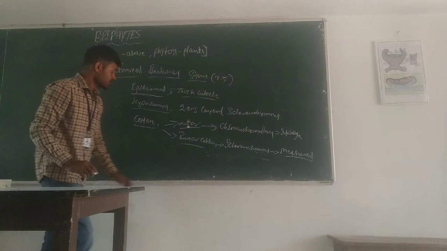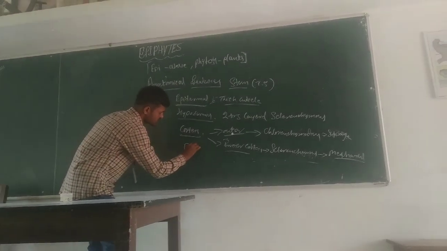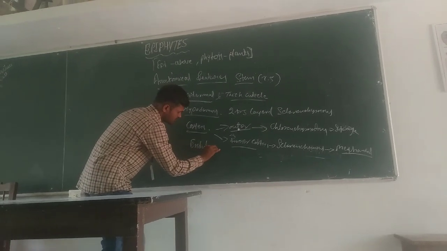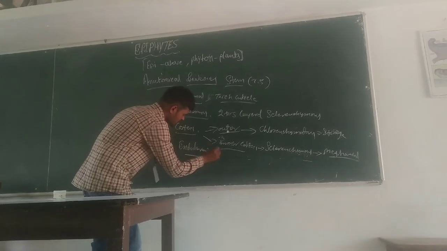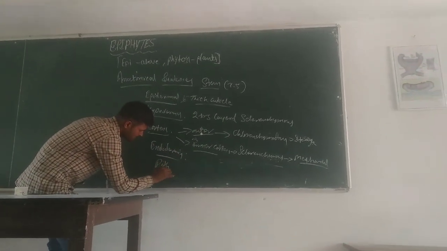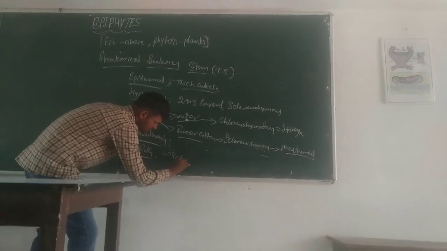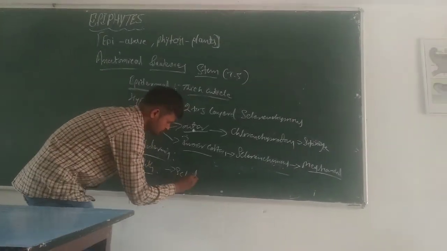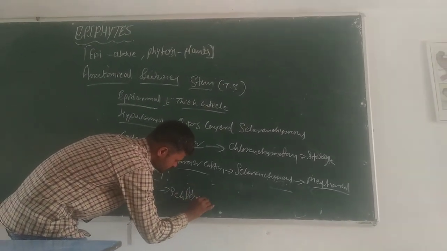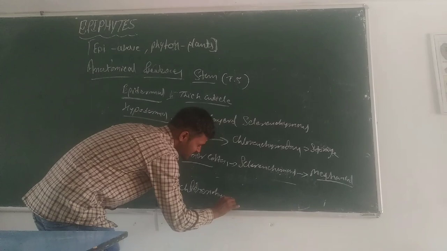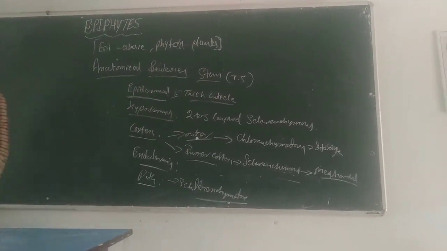Mechanical support. Next, another one below the cortex, the endodermis. Endodermis is a single layered barrel shaped parenchymatous cells, and another one, the pith. The pith is completely made by sclerenchymatous cells.